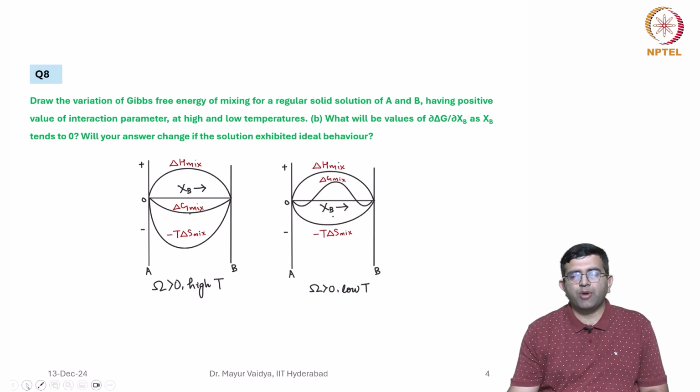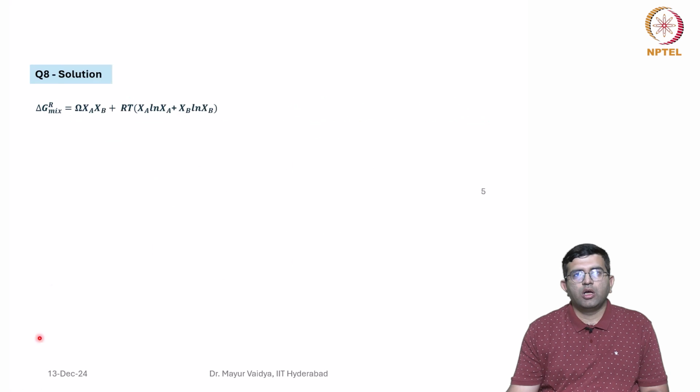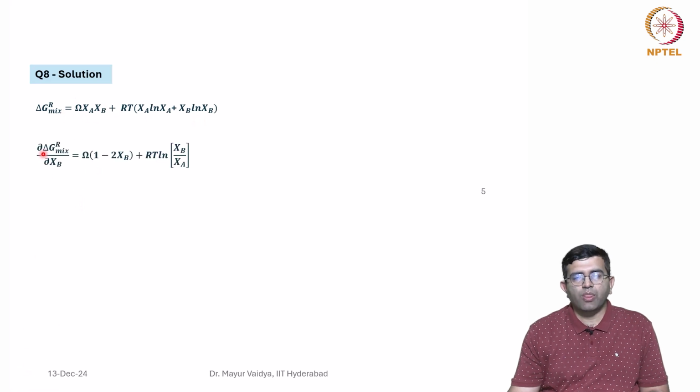Now, for the second part of the question, what will be the value of ∂ΔG/∂XB as XB tends to 0? The ΔG mix for the regular solid solution is written as omega XA XB plus RT (XA ln XA plus XB ln XB). Now, if you differentiate this with respect to XB, then you get omega into (1 minus 2XB). How do you get that? Remember, you can write XA as 1 minus XB, and then you apply the product rule of differentiation and you will end up with this term.